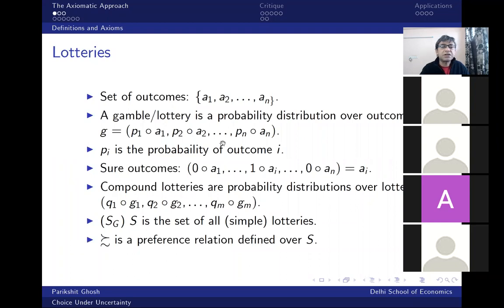So if you're choosing between the share of one company and a fixed deposit in a bank, then each is a different probability distribution. And we'll denote a lottery by G. This is a short form.